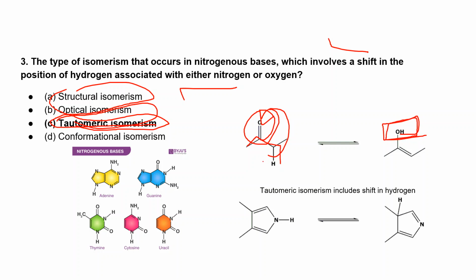When this type of isomerism happens, like when there is a shifting of the hydrogen atom, we call it tautomeric isomerism. So the right answer for this question is that tautomeric isomerism is the type of isomerism that occurs in the nitrogen bases and involves a shift in the position of hydrogen associated with either nitrogen or oxygen, because there's a shift in the hydrogen in the case of this oxygen here, right? So we call it tautomeric isomerism.